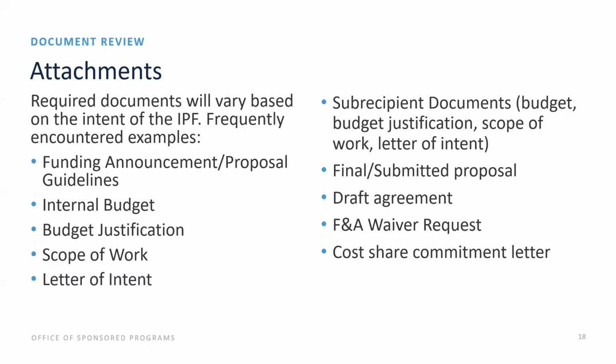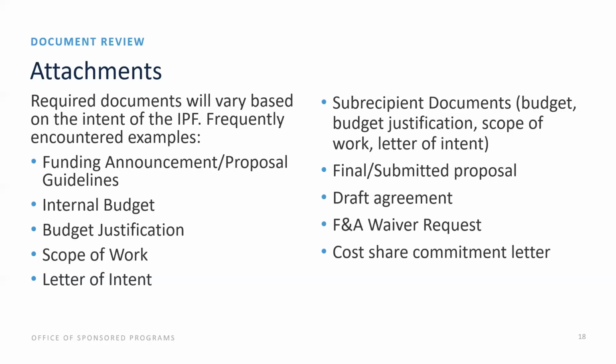The internal budget, budget justification, scope of work, letter of intent, for example, if we've got a subrecipient, all the additional subrecipient documents: budget justification, scope of work, and of course, letter of intent. We always want to have a final submitted proposal in that application because we need to know what we actually submitted to the sponsor. Because I think all of you probably are aware, we go back and forth with draft documentation.